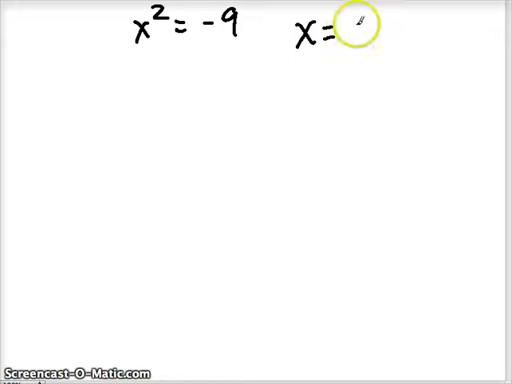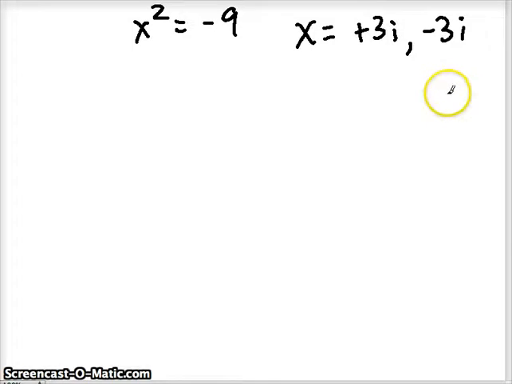In this video, we're going to continue our adventure into complex numbers and definitions of i, the imaginary unit. So let's keep going here. In that last video, we solved this problem, and we discovered that x has two values. It is either positive 3i or it's negative 3i.